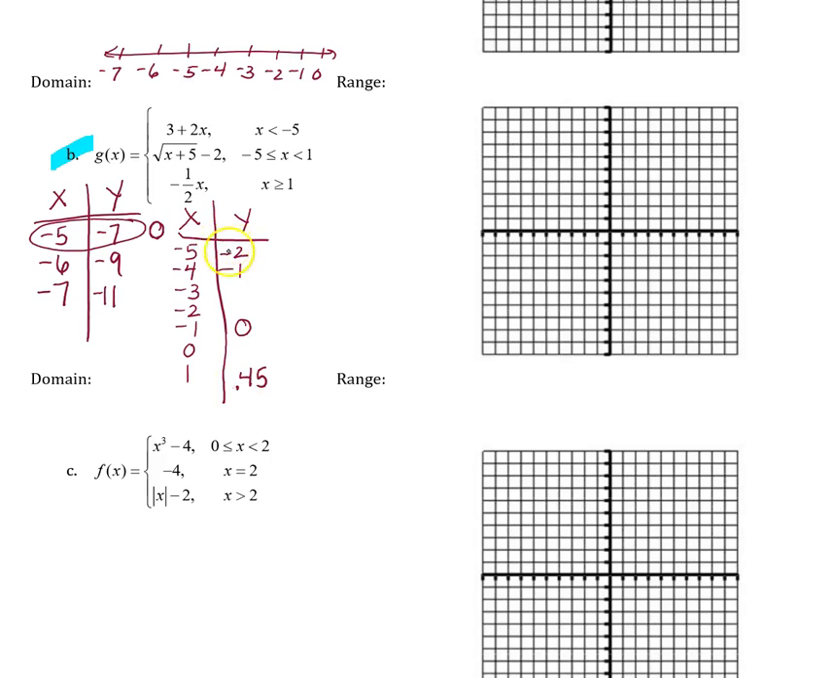Okay, before I move on, looking at -5, -2. If I look at the interval here, because this is x is greater than or equal to -5, this is going to be a closed circle. And at 1.5, because this is x is less than 1, it's going to be an open circle. So it's not including that point.